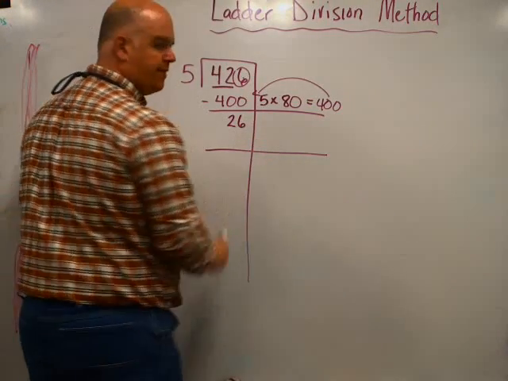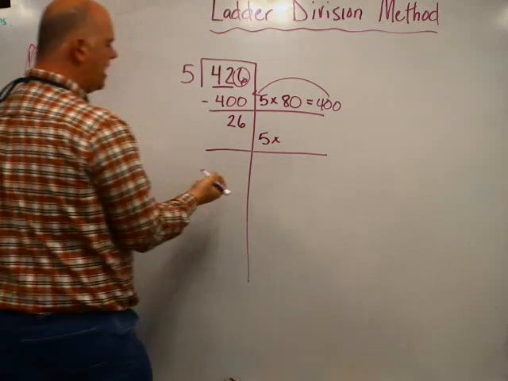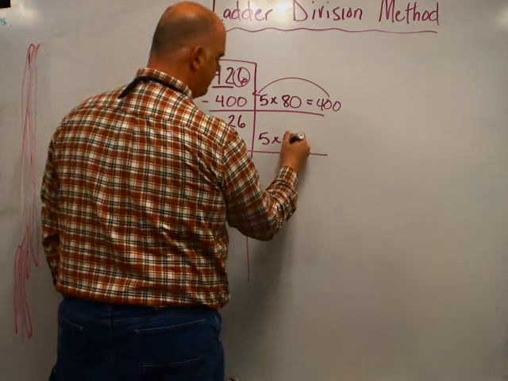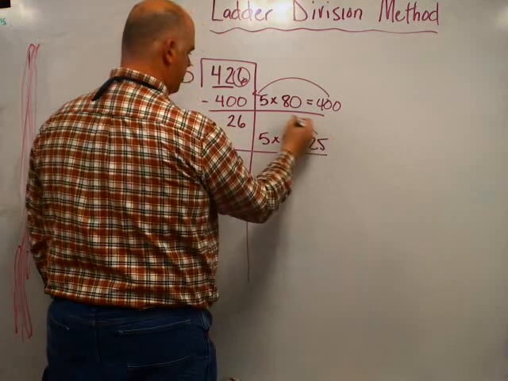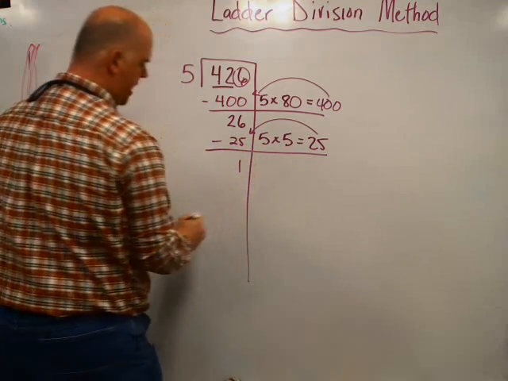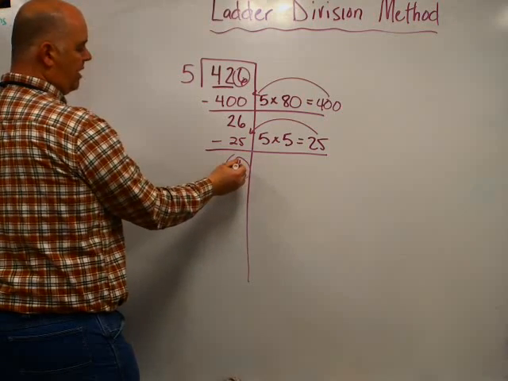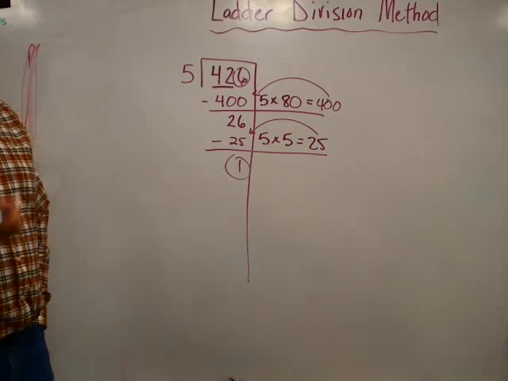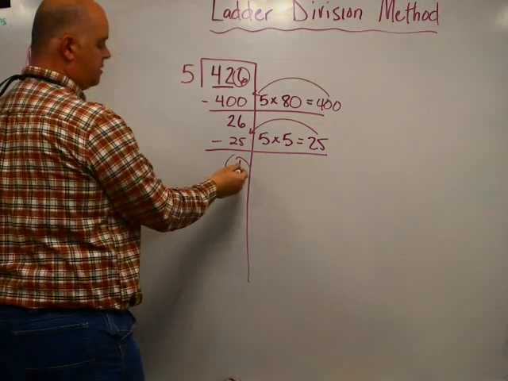So now I think about, 5 times what gets me close to 26? That would be 5 times 5. That's just a basic fact, is 25. So then my 25 comes over here. And I subtract, and I have 1 left over. Now I have 1 thing left over, and I can't share 1 thing with 5 groups and everybody get at least 1 whole thing. So that tells me that this is my remainder.